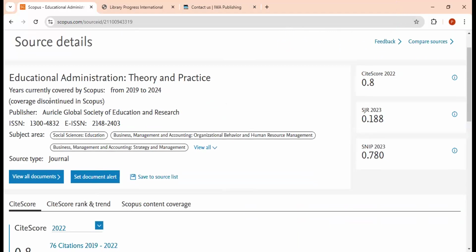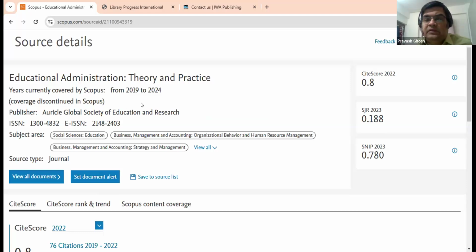Yes, sir. Cover is discontinued in Scopus. If I do research, I will tell you the month also. I also got this, yes, paper brokers are sending it. I think you got it from some email. One of my colleagues has published in this, and he has spent a lot of money.